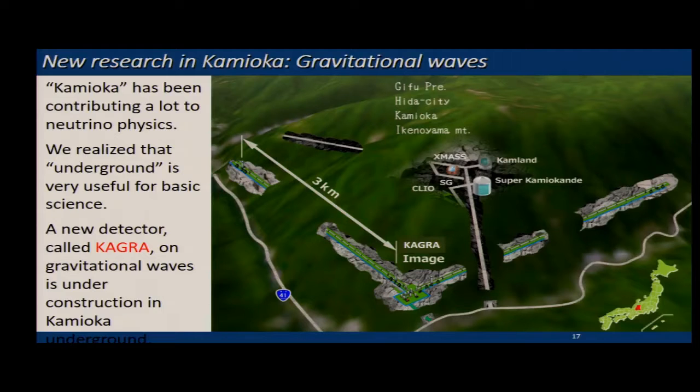So now, coming back to Kamioka, Kamioka has been contributing a lot to neutrino physics, but we also realized that underground is very important for basic science. Therefore, a new gravitational wave detector called KAGRA is under construction in Kamioka. In this figure, I want to show you the outline of the KAGRA interferometer. It is an underground 3 kilometer by 3 kilometer interferometer. We are constructing this interferometer now.